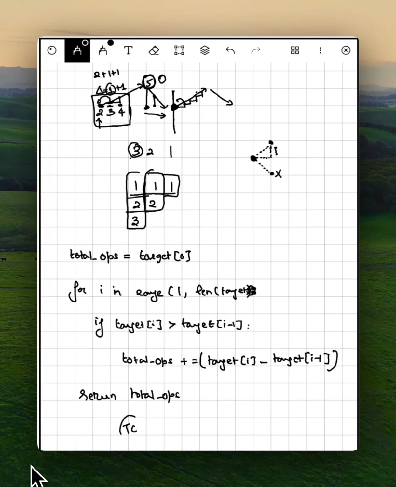Now the time complexity is going to be order of n because we are not doing anything other than just a traversal, and the space complexity is going to be order of 1 because we're not making any extra storage.